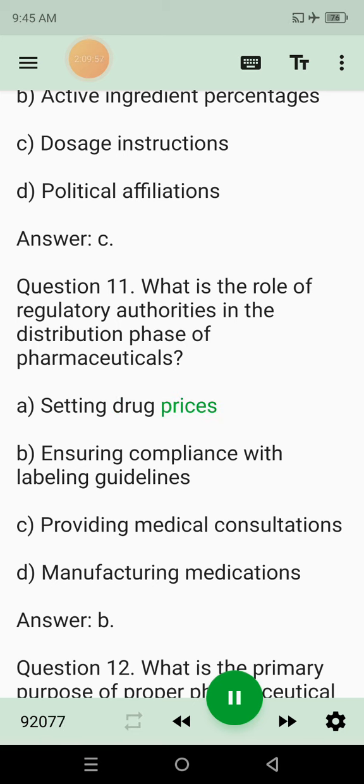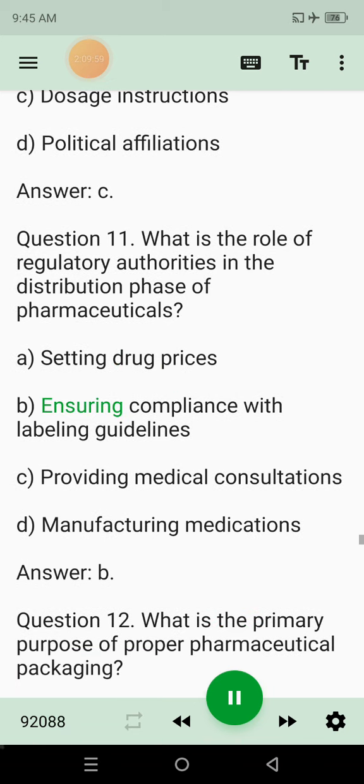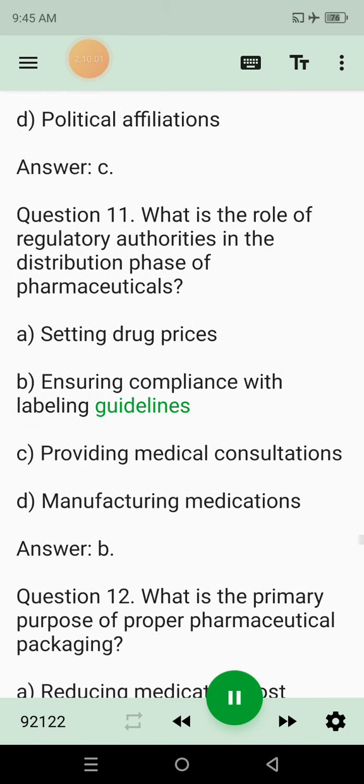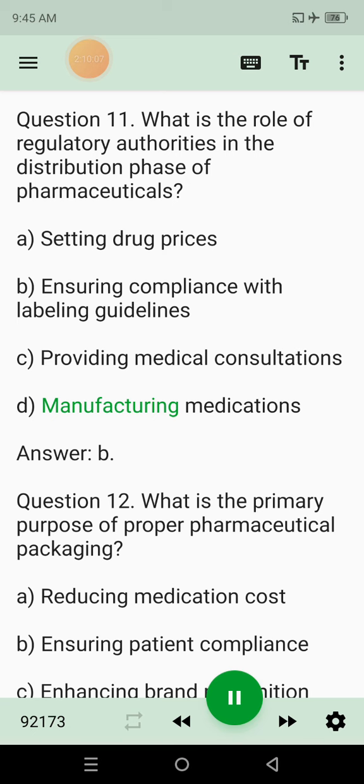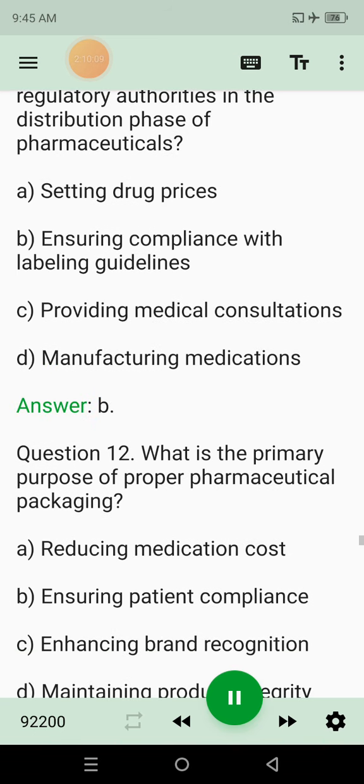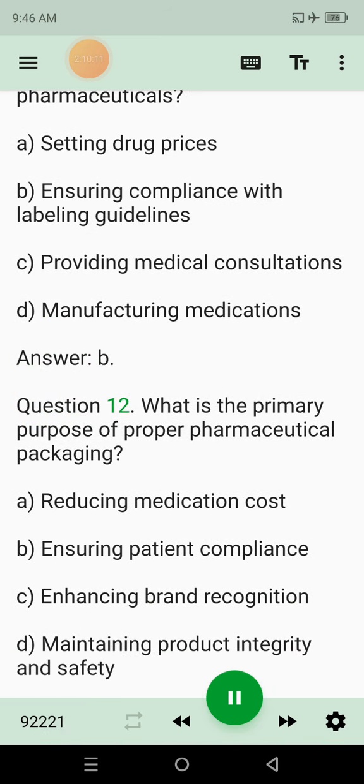Question 11. What is the role of regulatory authorities in the distribution phase of pharmaceuticals? A. Setting drug prices. B. Ensuring compliance with labeling guidelines. C. Providing medical consultations. D. Manufacturing medications. Answer. B.